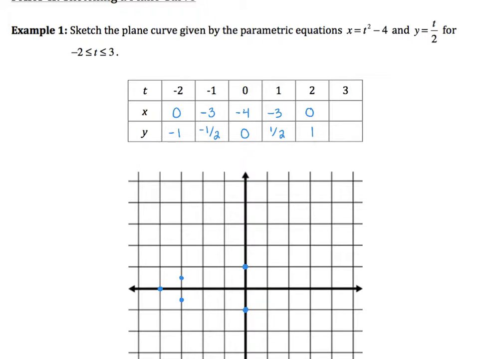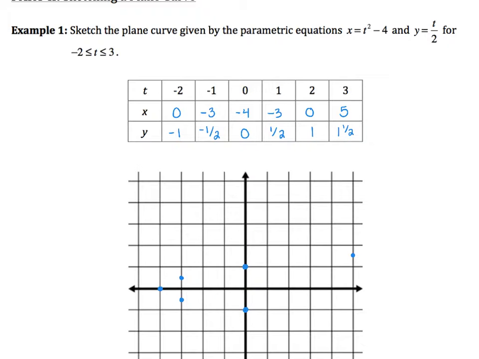So interesting to note, these do not necessarily graph as functions, right? We've got multiple y values for corresponding x values. Of course, the ordered pairs are unique for unique values of t, but on the coordinate xy plane, they do not necessarily graph as a function. And so then for 3, that's going to be 5 and 1.5. Yep, 1.5. So 5, 1.5. Okay. So now we've got some ordered pairs, right? They should be connected by a smooth curve.